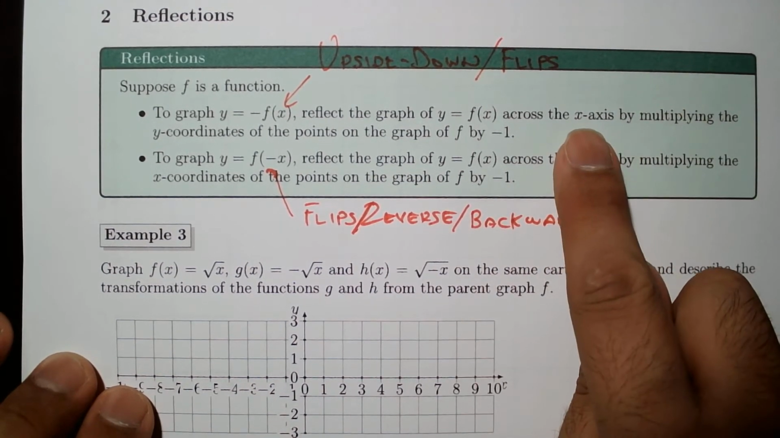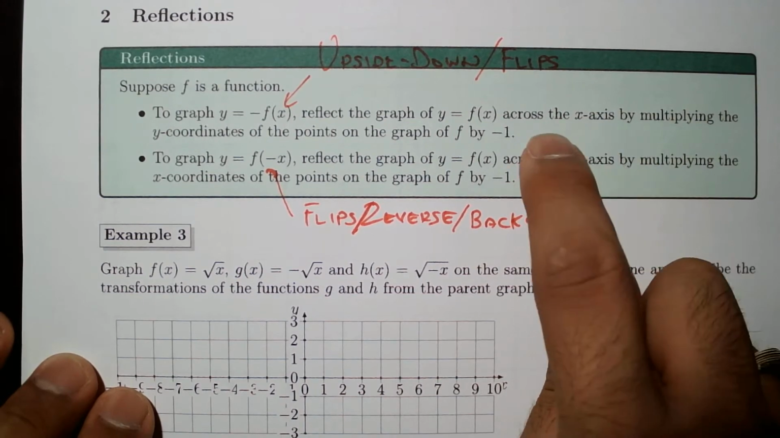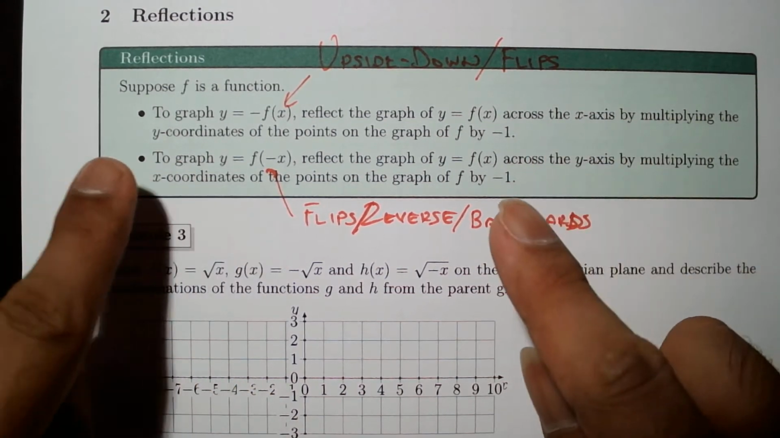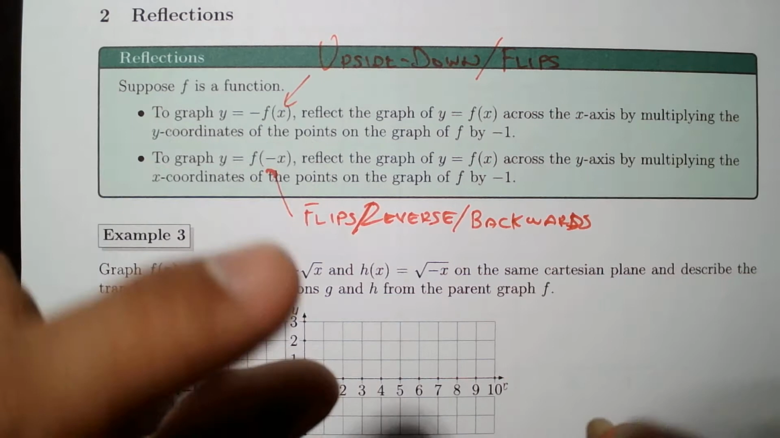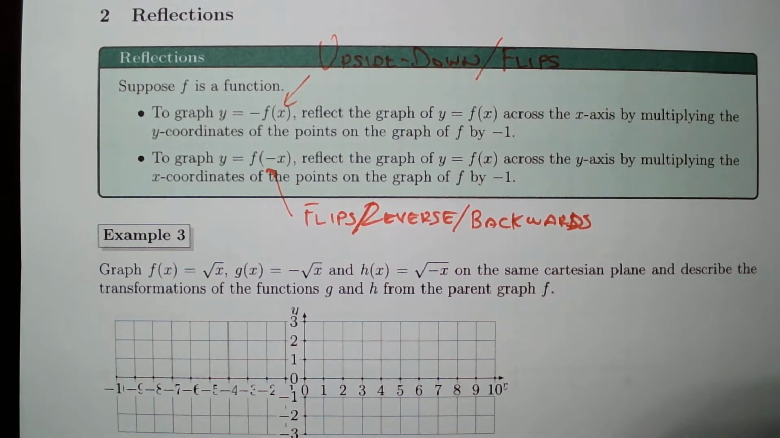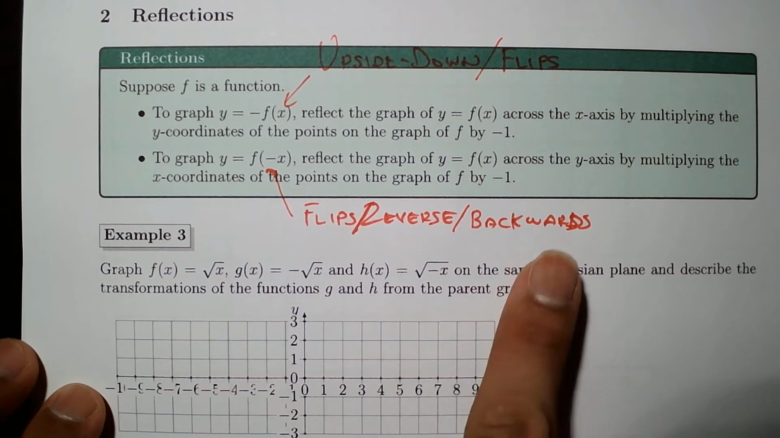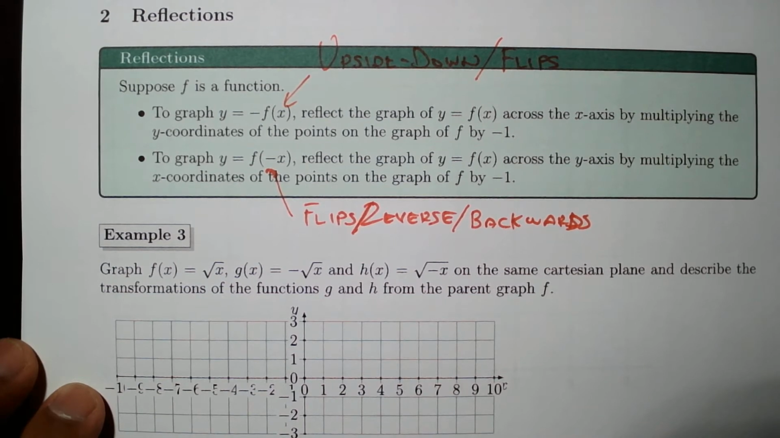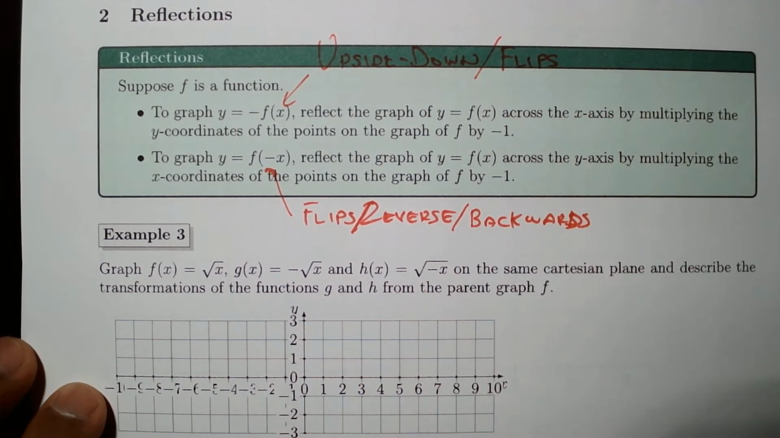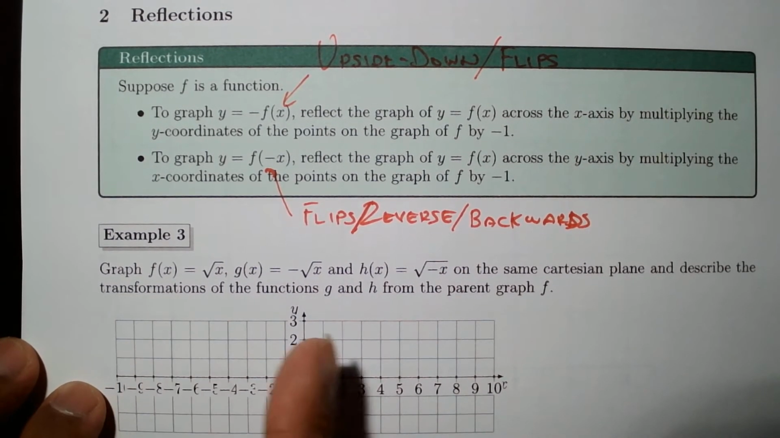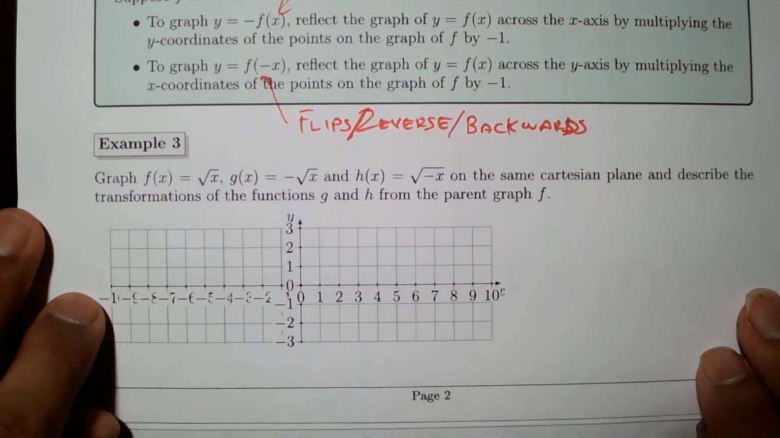So in this case, for the first one, you can think of the x-axis as a mirror. So when you have a negative in the front, you will see the same graph on the other side of the mirror. And in the second case, we're going to use the y-axis as our mirror, and then we are going to have the graph mirrored on the other side of the y-axis. So let's do an example.